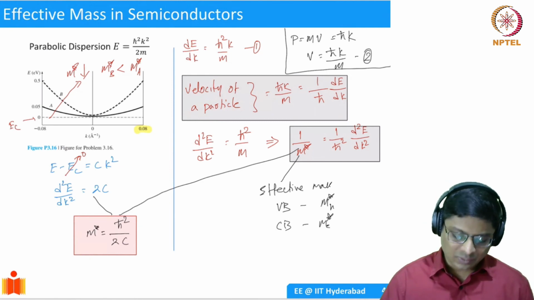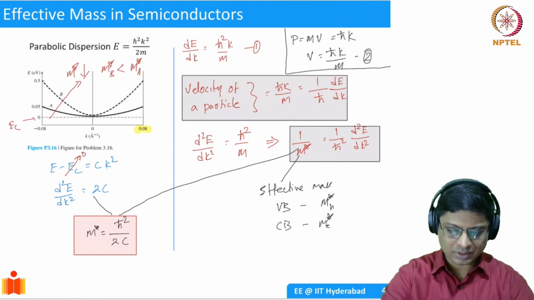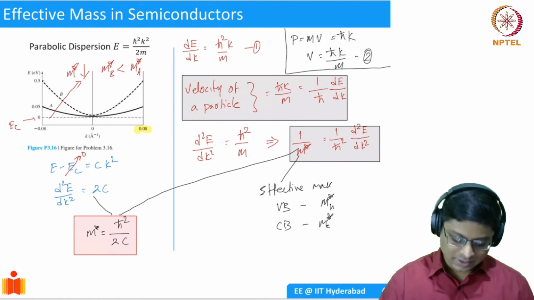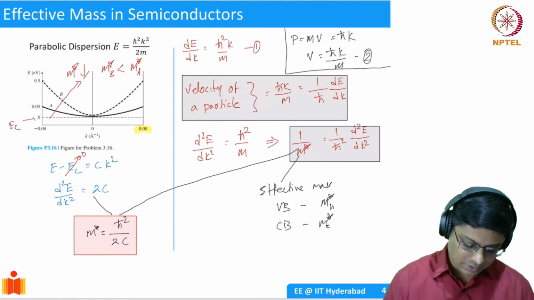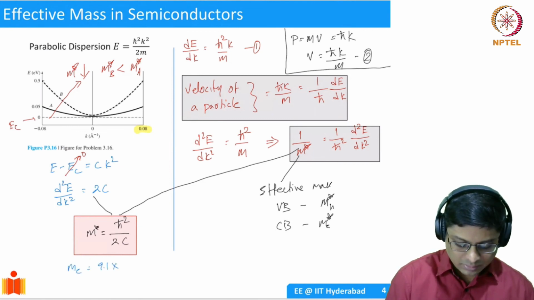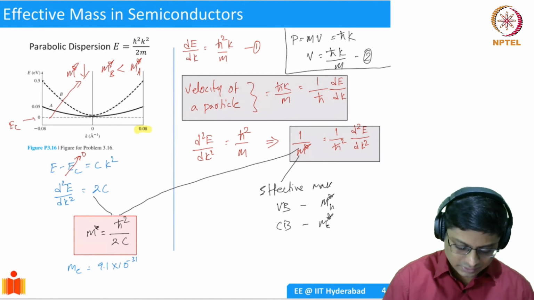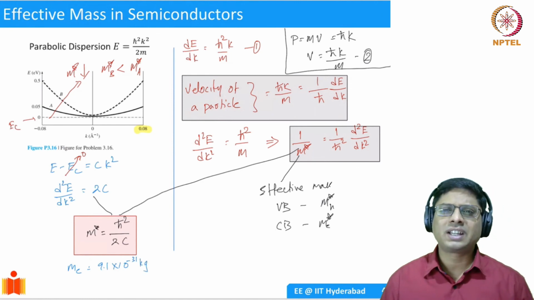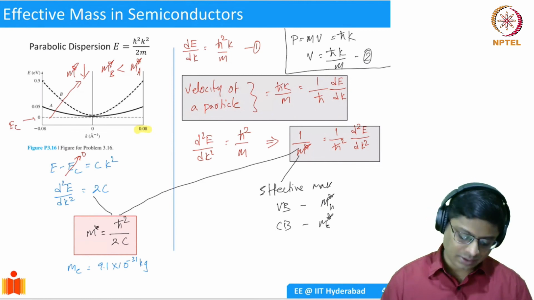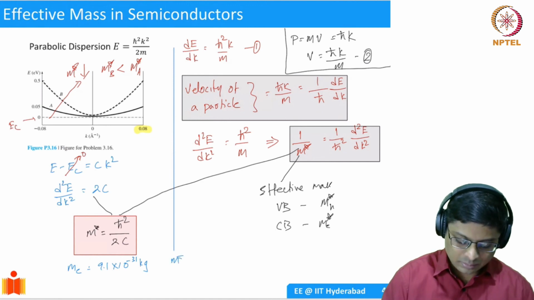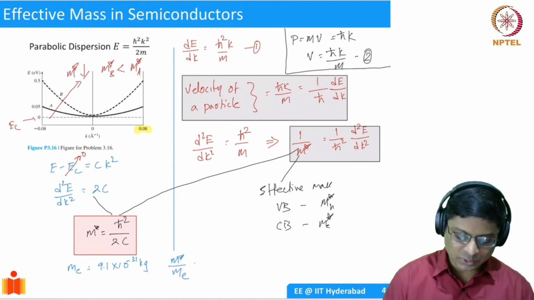All right. And one more small point I want to note before I move to the next topic. When we say effective mass, we know Me, the mass of electron, is 9.1 into 10 power minus 31 kgs, right? This is the mass of electron. So whenever we say effective mass, many times in the textbooks they refer to the ratio of m star by Me. So m star by Me is what a lot of times you see in the textbooks.